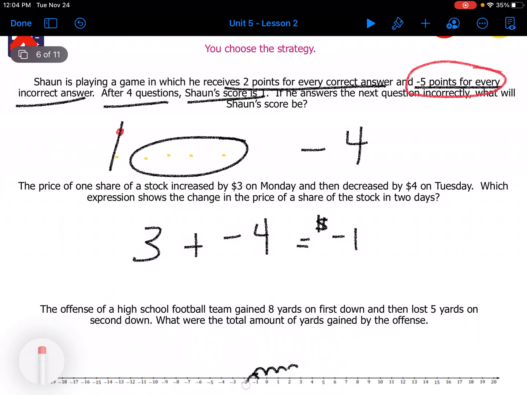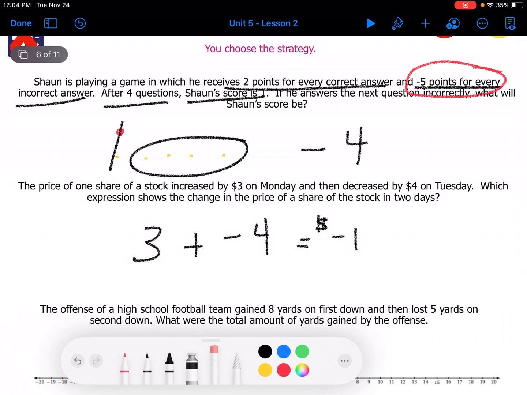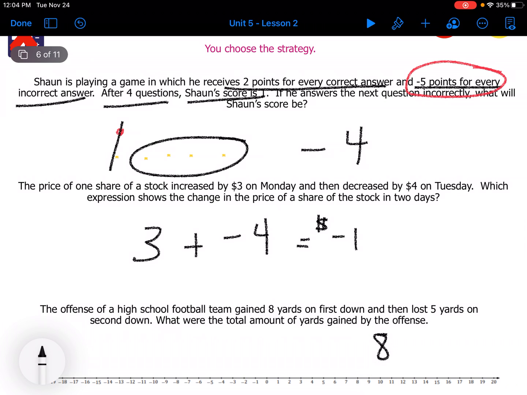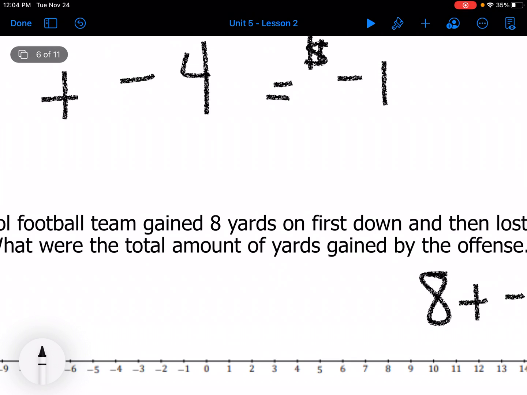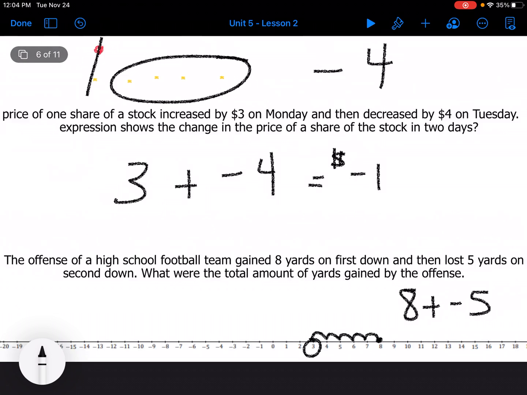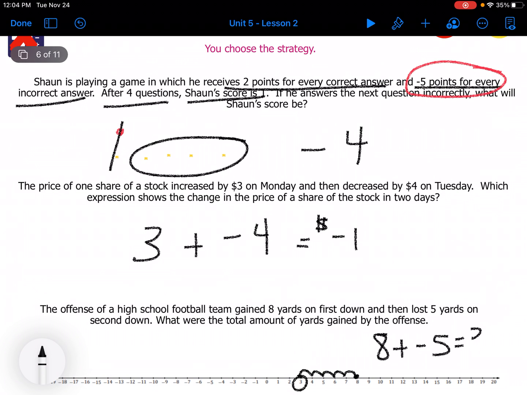All right, this is kind of a football example. So the team gained 8 yards on the first down and then lost 5 yards on the second down. So I have 8 and then I lost 5. What is the total amount of yards gained by the offense? So I'm starting on 8 and I'm going in the negative direction 5. So they only gained 3 yards. But it's still a positive.